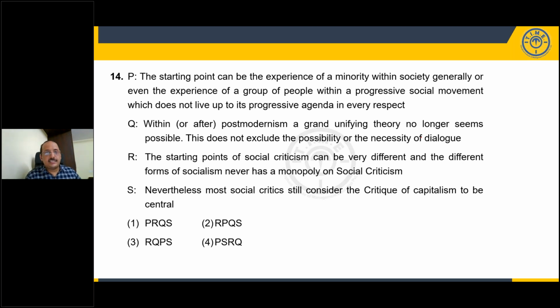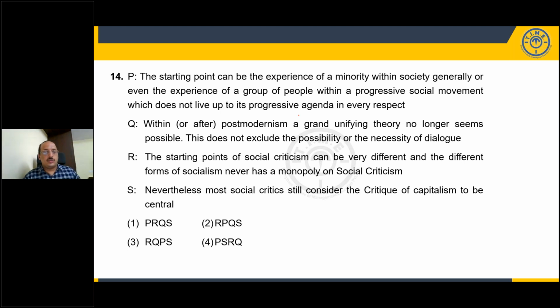Okay, the starting point can be the experience of a minority within the society generally, or even the experience of a group of people within a progressive social movement which does not live up to its progressive agenda in every respect. So the starting point can be how a minority or a small number of people within the society, or even a group of people within a movement, does not live up to the agenda of that movement.